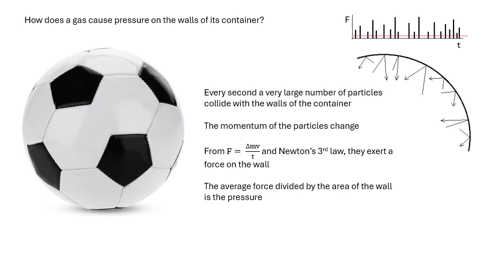So if you look at my diagrams, you've got lots of particles bouncing on the inside of the wall. Force against time, it will be like rain on a roof. So, you know, lots and lots of little collisions, but then the average force divided by the area is the pressure. Learn that word for word. It's a very common question. Explain in terms of the motion of the particles how a gas exerts a pressure on the walls of its container.